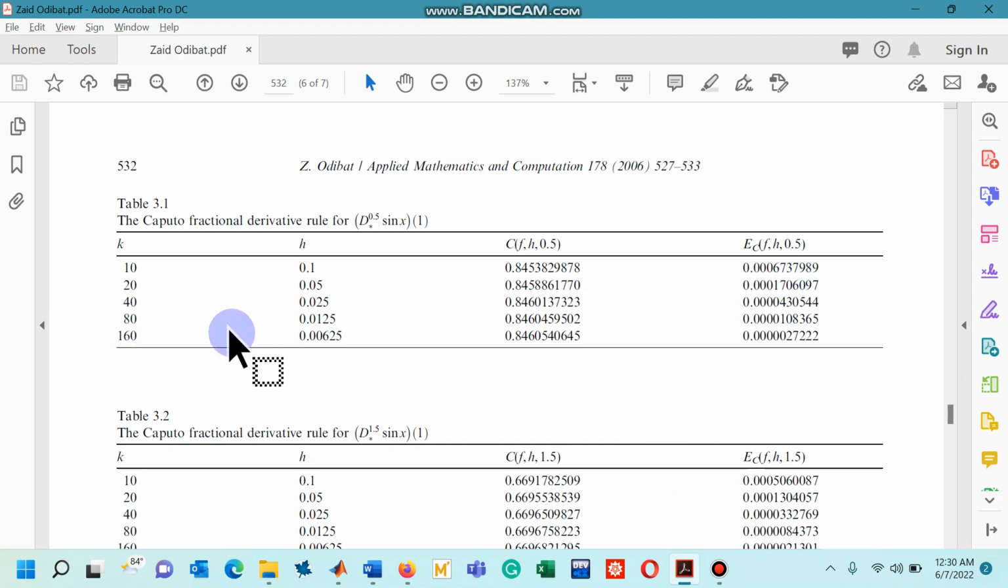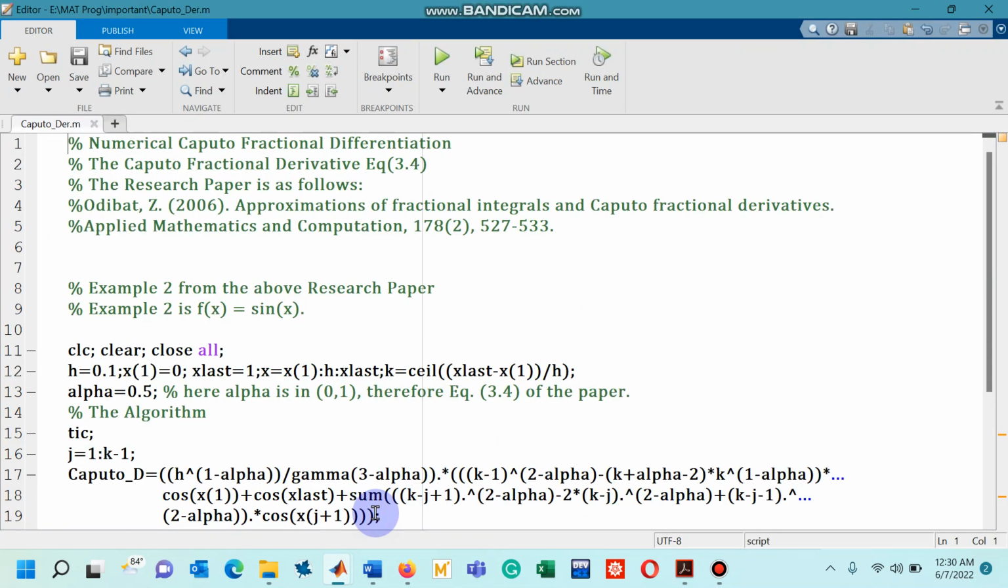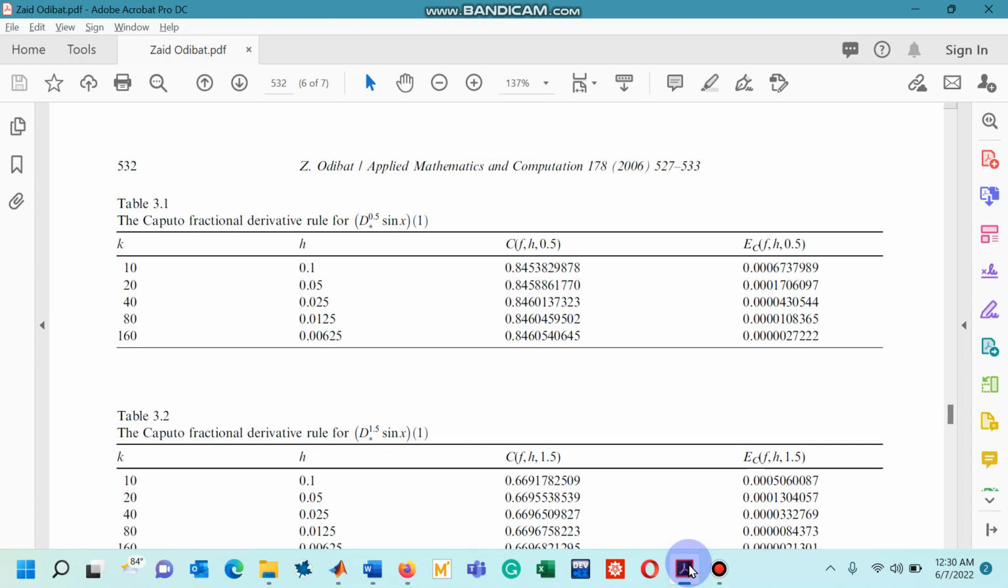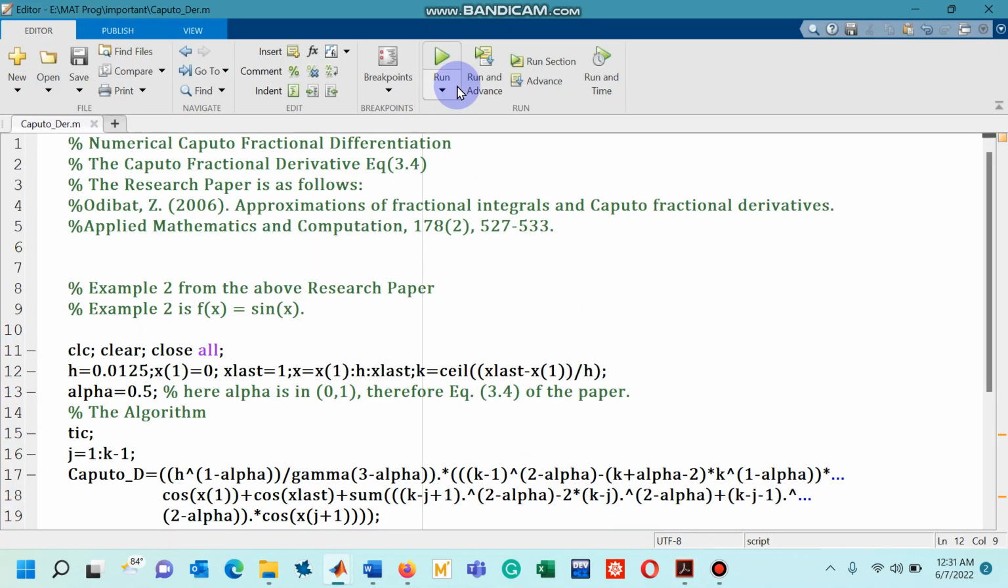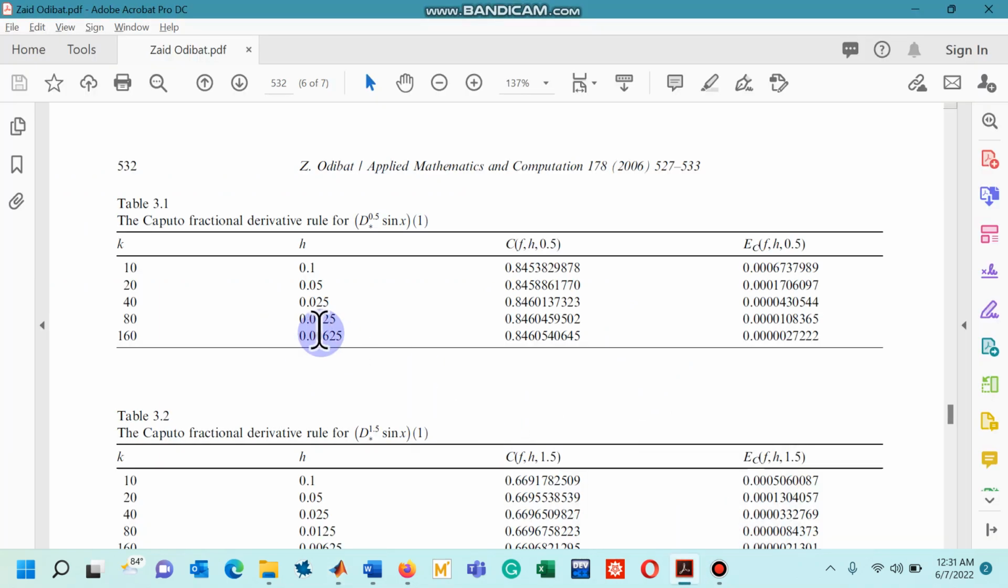Let's confirm the second last row by taking the step size 0.0125. So let's go to the code and change the step size to 0.0125. Let me once again confirm, 0.0125. Yes. So let's run the code again. Go to the command window to see the results. And now you can see these are the same results that are mentioned in the second last row of table 3.1.